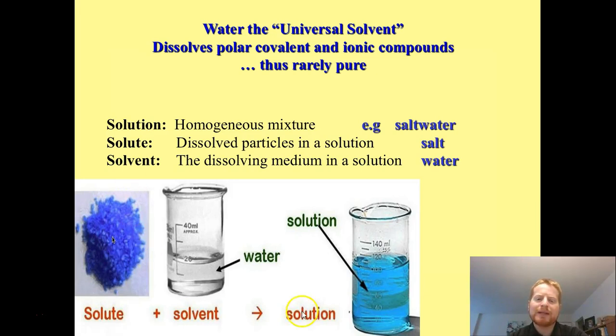So for example, to make this solution over here, we had some blue crystals as our solute. The solvent is the water, that's what's doing the dissolving, and they combine to make the solution. Another example is salt water, right? So for a salt water solution, the salt is being dissolved, so that's the solute, and the water is again the solvent. You may also remember that we said if water is the solvent, that it's an aqueous solution, right? So another term that we've been using.